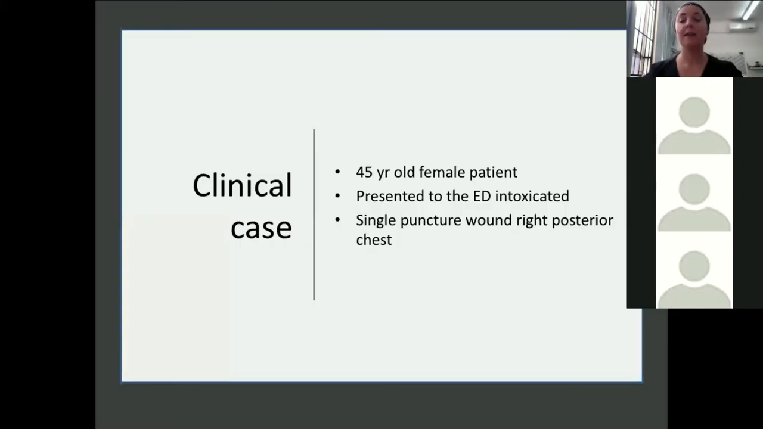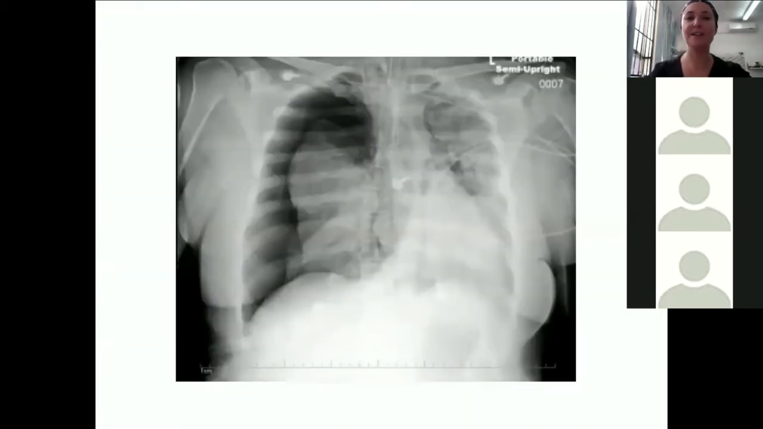And then last case, you've got a 45-year-old female patient. She presents to the ED intoxicated. Everyone comes into the ED intoxicated, not our staff, incidentally, just the patients. And this patient looks like she's been stabbed, right posterior chest. Nice, easy one. What's going on in this x-ray?